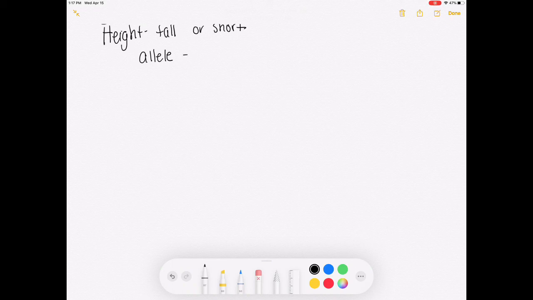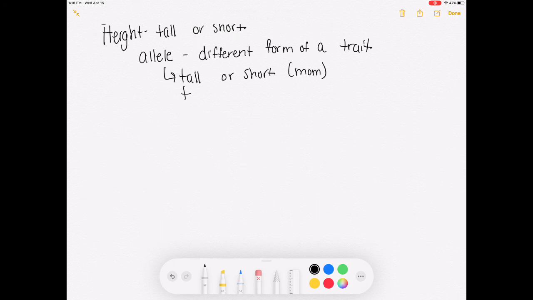An allele is just the different forms a trait could have. So it's a different form of a trait. So for example, you'd either have a tall allele or a short allele from mom. And then you'd have a tall allele or a short allele from dad. Now, some of you may look at your parents and maybe mom is short and dad is tall, but you're tall. That means that the genes you inherit from dad are stronger.